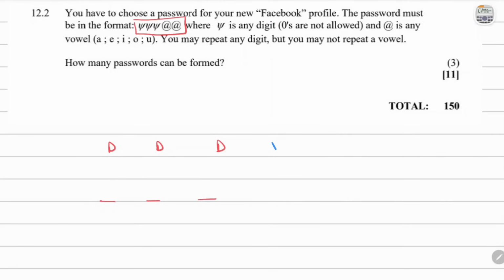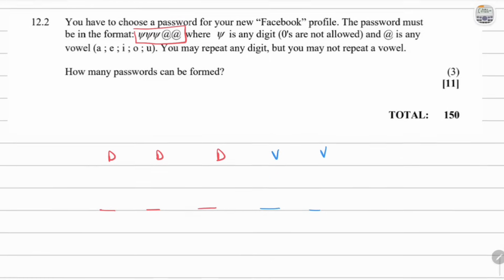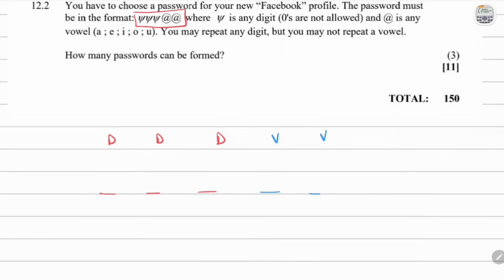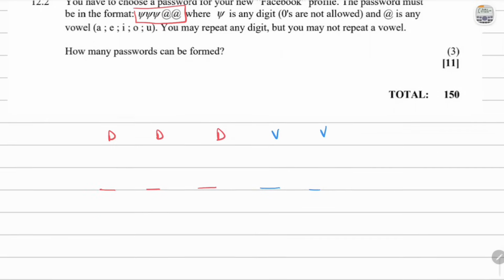And then two vowels. So vowel and a vowel. But you can't repeat the vowels. You can repeat the digits. And you're not allowed to use zero. Okay, so it means if you can't use zero, you were going to have 10 choices. 1, 2, 3, all the way to 9, including 0. But now you can't use 0, so you only have 9 choices of numbers from 1 to 9. So you can repeat the numbers, meaning here you have 9 choices of numbers that you can use. In the second digit, you have 9 choices, and the third digit, 9 choices.